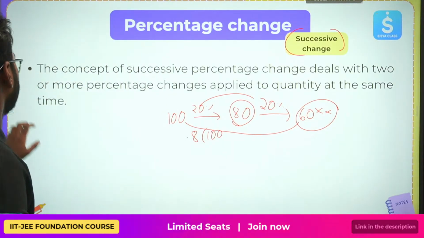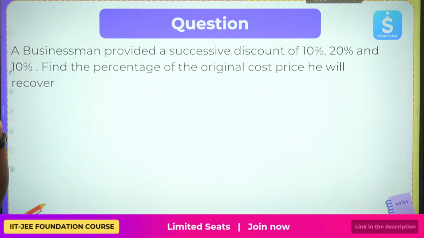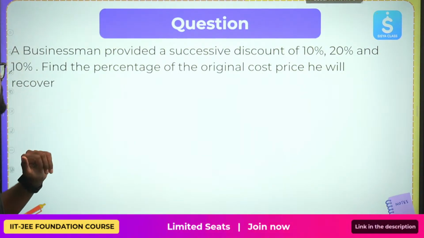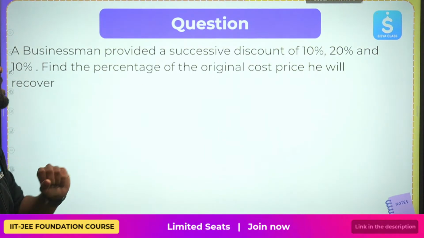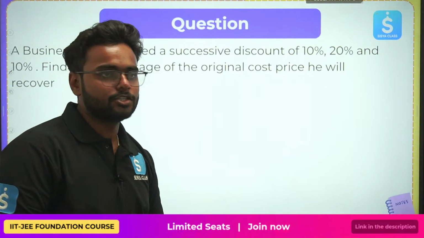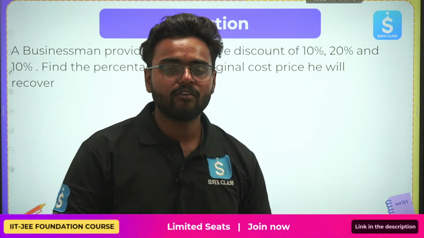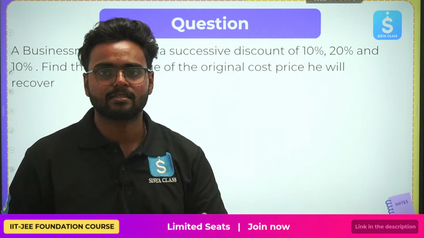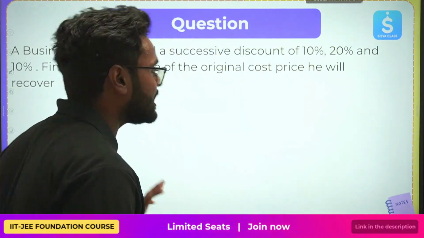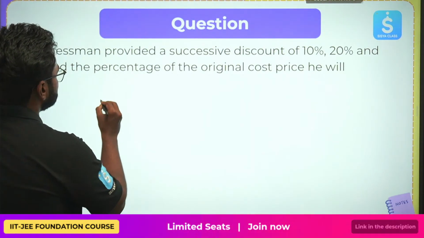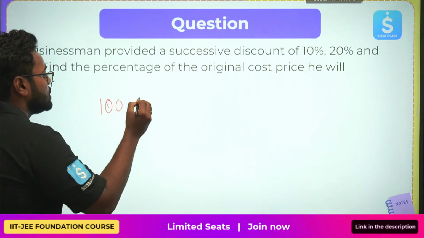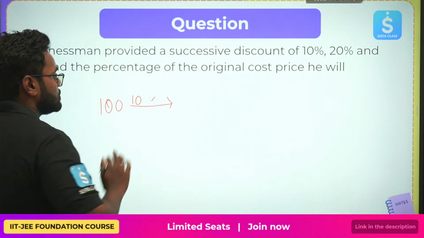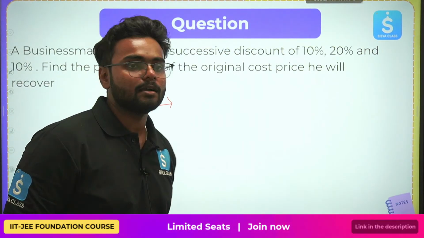Got it? Right. Now, let's solve a question. A businessman provided a successive discount of 10%, 20% and 10%. Find the percentage of the original cost price he will recover. Let us assume, see, one thing in percentages is, if the price or any real numbers are not given, you can consider that as 100 or 100x, 100 rupees or 100x. Let me take 100 rupees here. First I took 100 rupees. He gave me a discount of 10%. After 10% discount, I'd be getting 90 rupees.